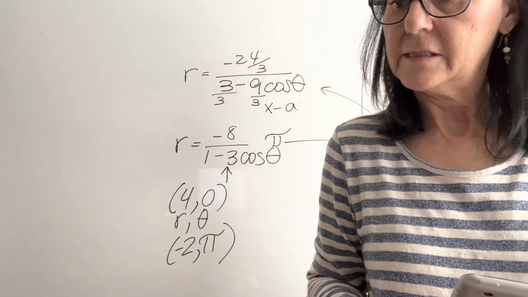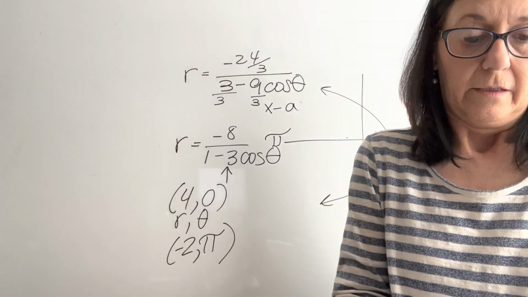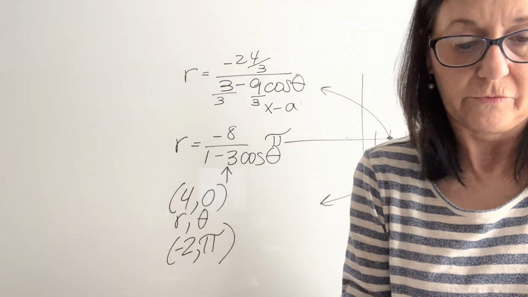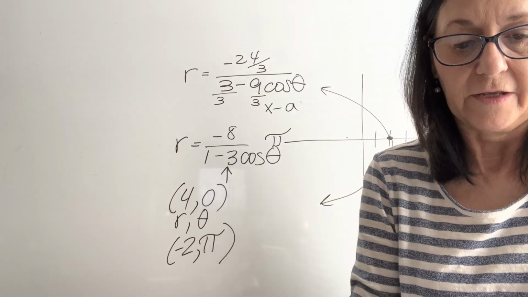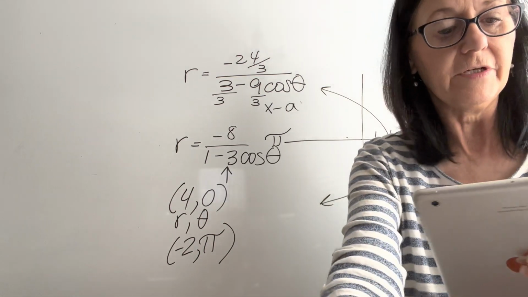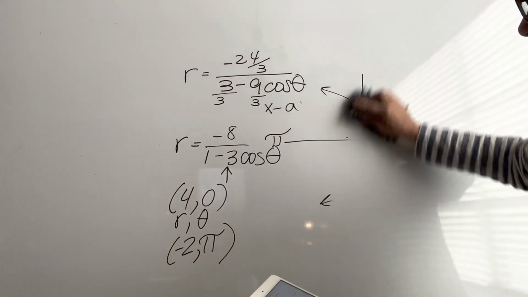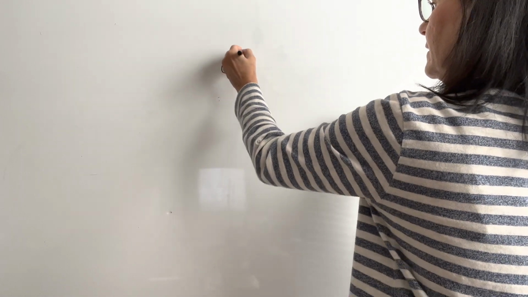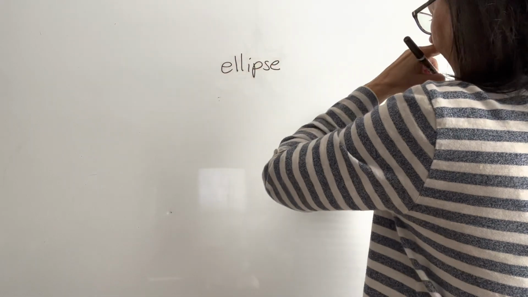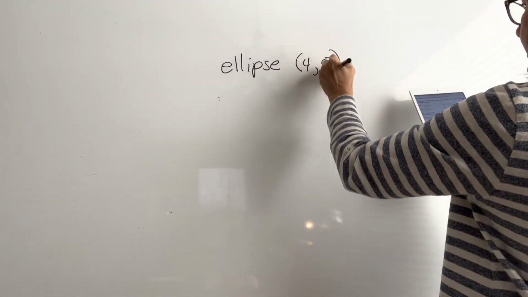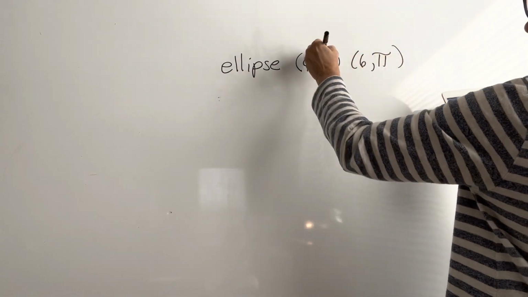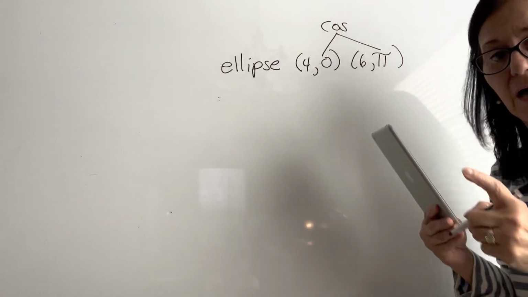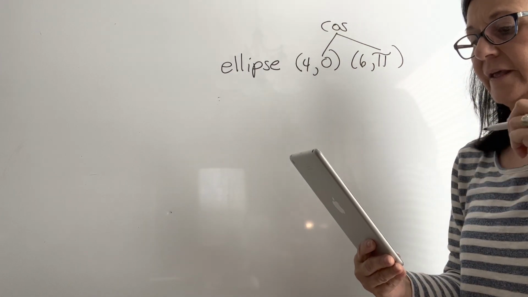That was 67. Let me go back to 73. 73 says, find a polar equation of the conic that has a focus at 0, 0 and satisfies the given information. All right, so this is 73. Okay, it's an ellipse. It has vertices at 4, 0 and at 6, pi.